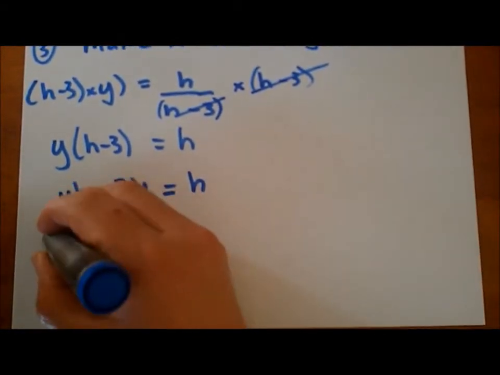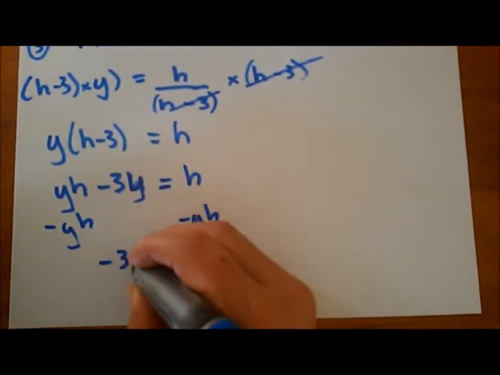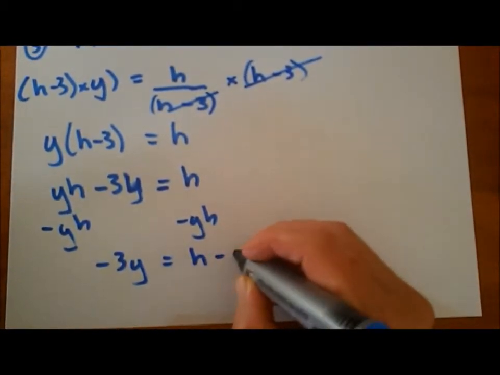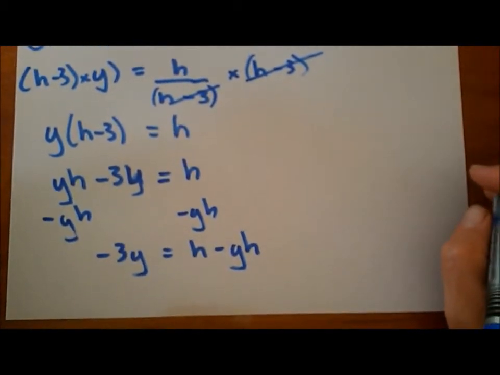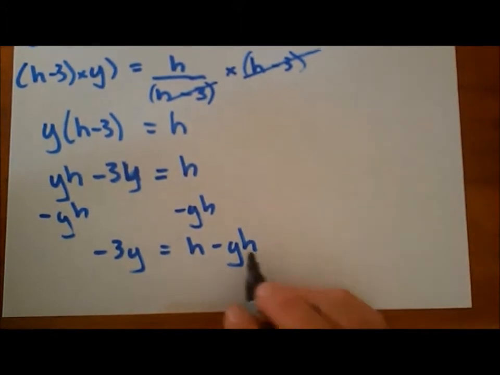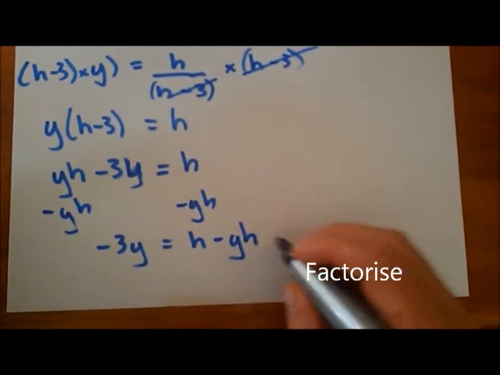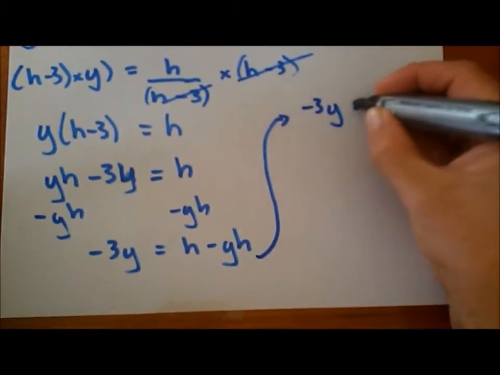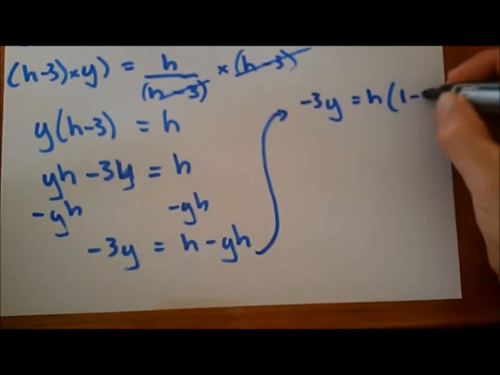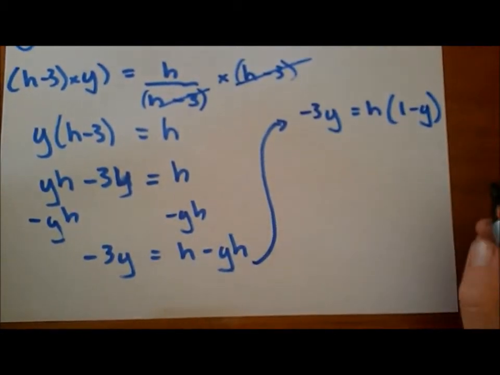Now I'll collect my pronumeral, h, to the same side. You notice I'm ignoring the y. I'm treating it like a number. I'll subtract yh from both sides. Negative 3y is equal to h minus yh. Now some of you may be thinking this is not much clearer at this stage. I need to make h the subject. What I need to do here is factorise. So I'm going to factorise it now, and I'm going to have negative 3y is equal to h outside of 1 minus y. Common factor of h.